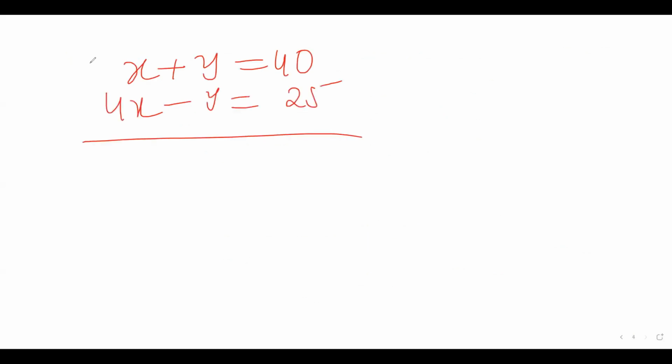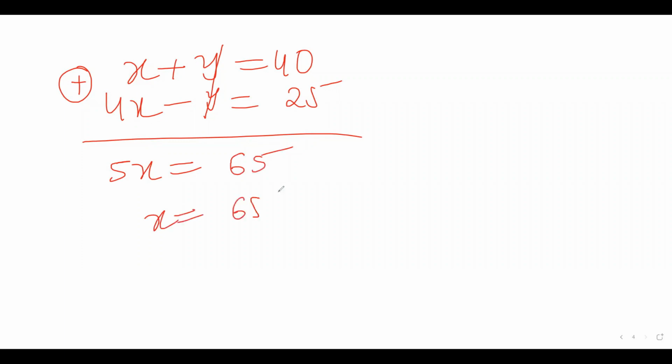So solving equations 1 and 2, y would get cancelled. I am adding both the equations. I will get 5x is equal to 65. X is equal to 65 by 5. 5 13s are 65, so the number of pens is 13.